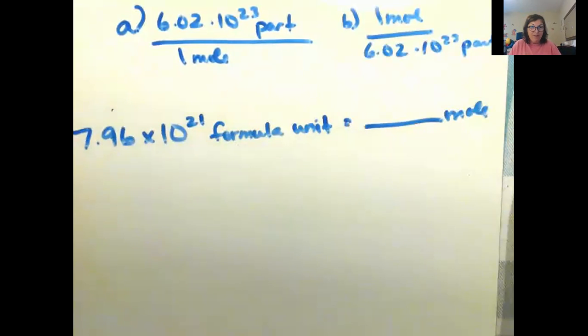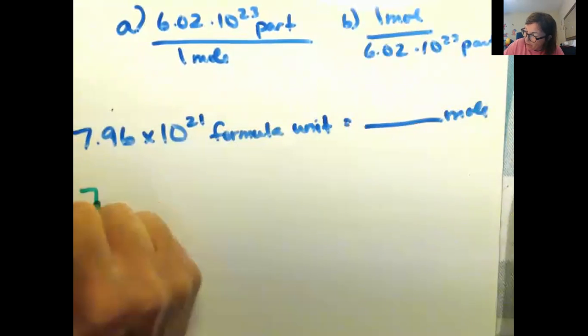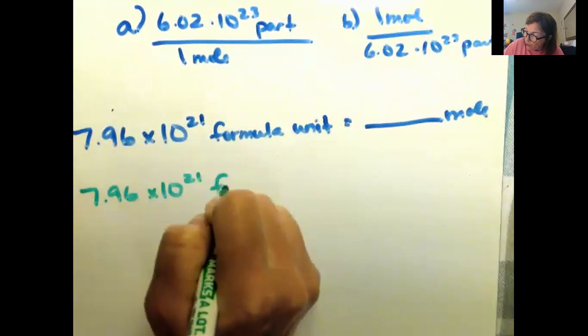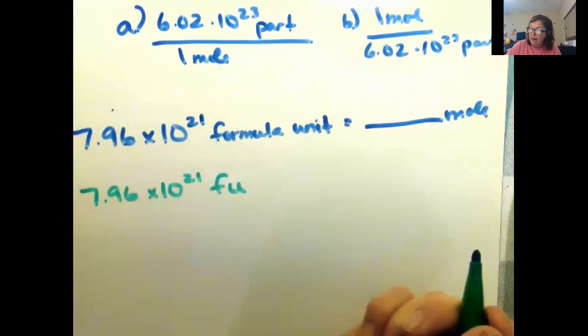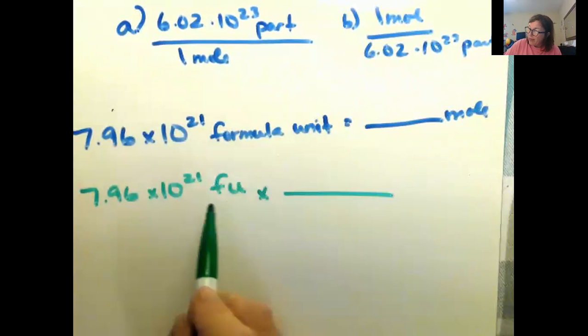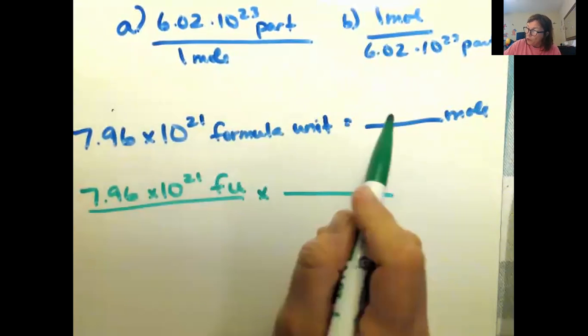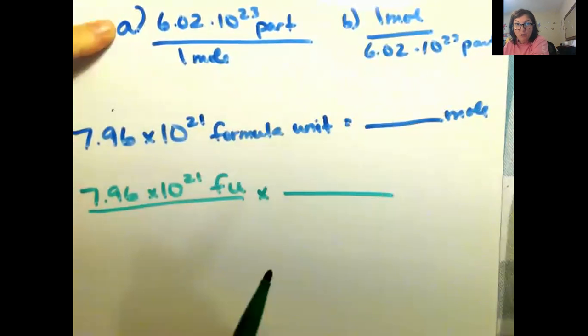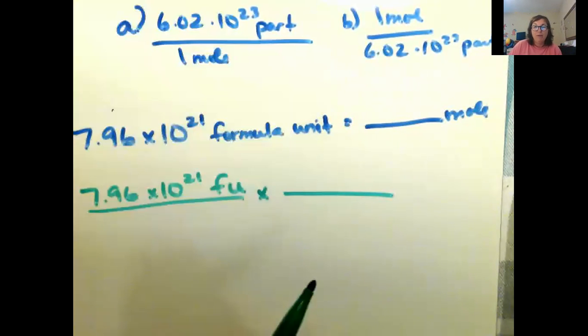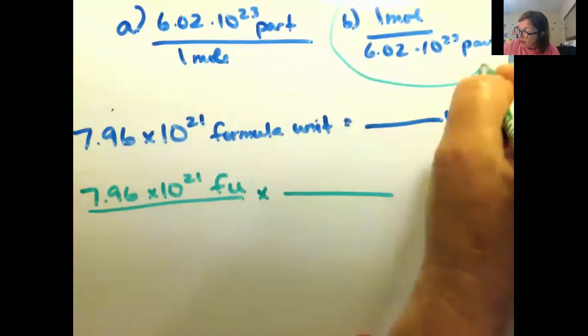So let's write down our given. Our given is any number that we've been given. So we write down 7.96 times 10 to the 21st. I'm going to write FU just because formula units is so hard to write. Not hard to write, just long. Now, in order to cancel out formula units and go to moles, am I going to use equivalent statement A, or equivalent statement B? You tell me, which one are we going to use? Well, if you said B, you are correct. So we're going to use this one right here.